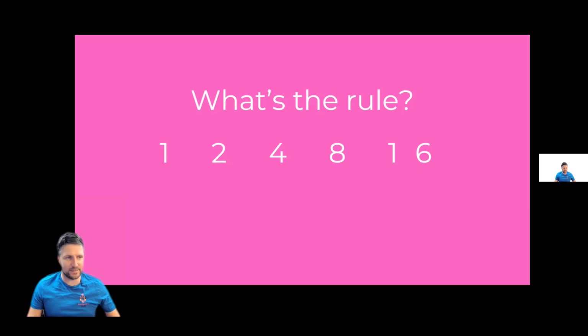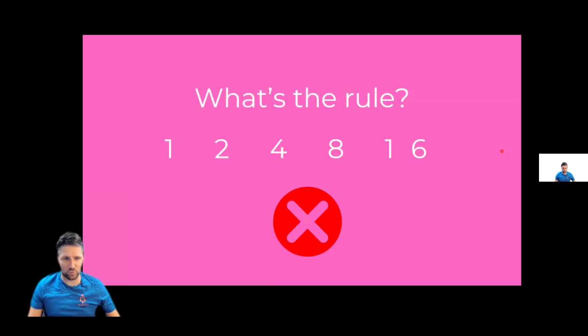People are messaging me saying each number is double the previous number. That's coming a couple of times. One doubled is two, double two you get four, double four you get eight, double eight you get 16. That's not the rule here. The rule is not double the previous number.